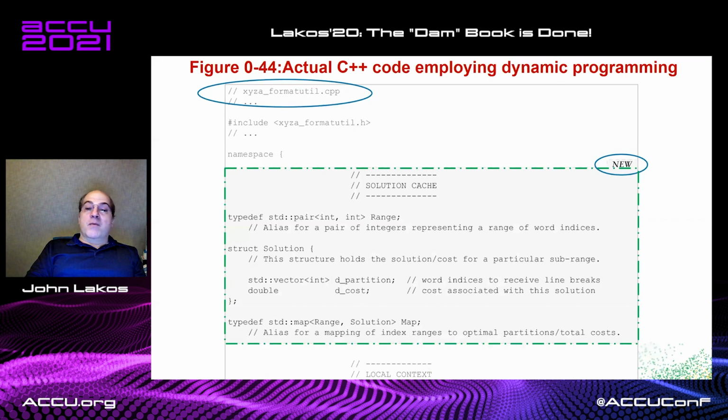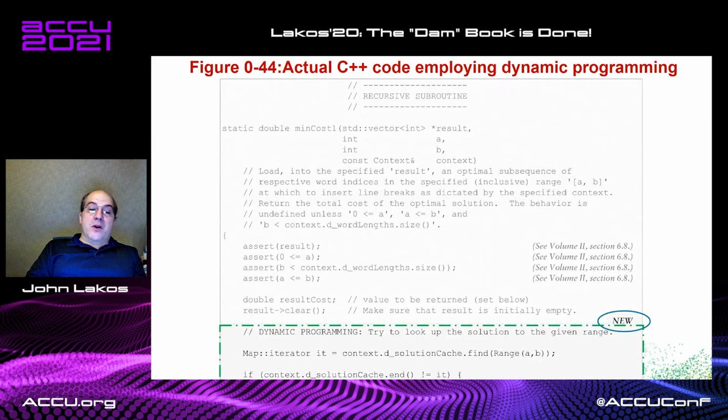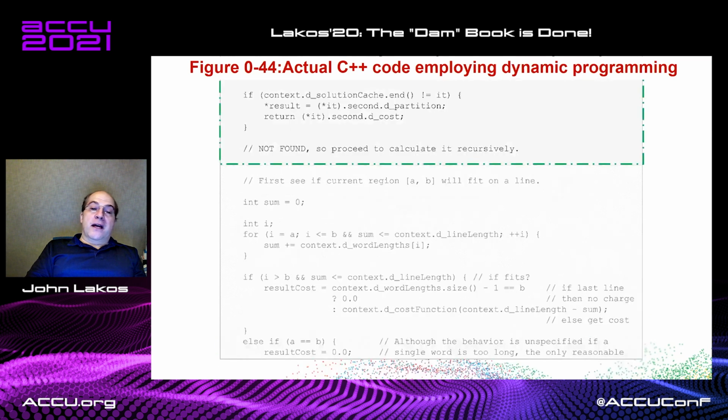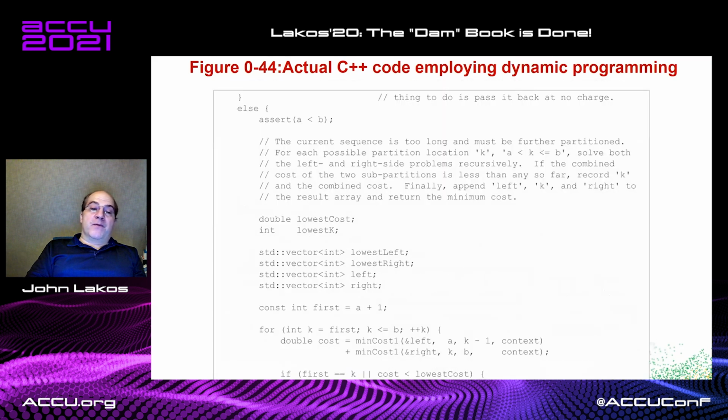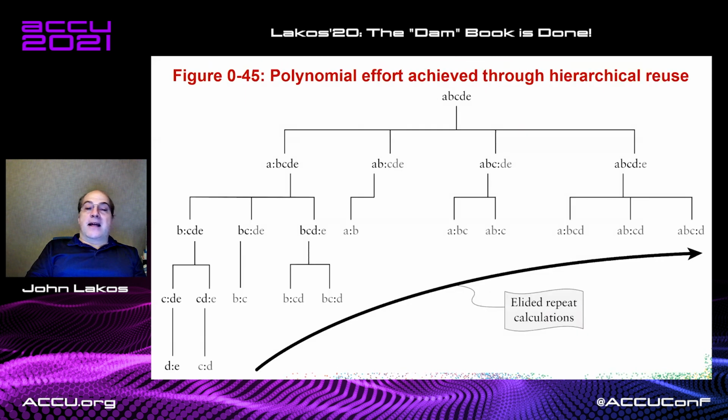Okay, so what did we do? So I'm showing you the code. We're going to add a solution cache. We're going to add this solution cache to our context. We're going to add some new code at the top to see if it's in the solution cache. And if it's not, we're going to do everything that we did before, no change. And then we're going to save it at the end. And that's it.